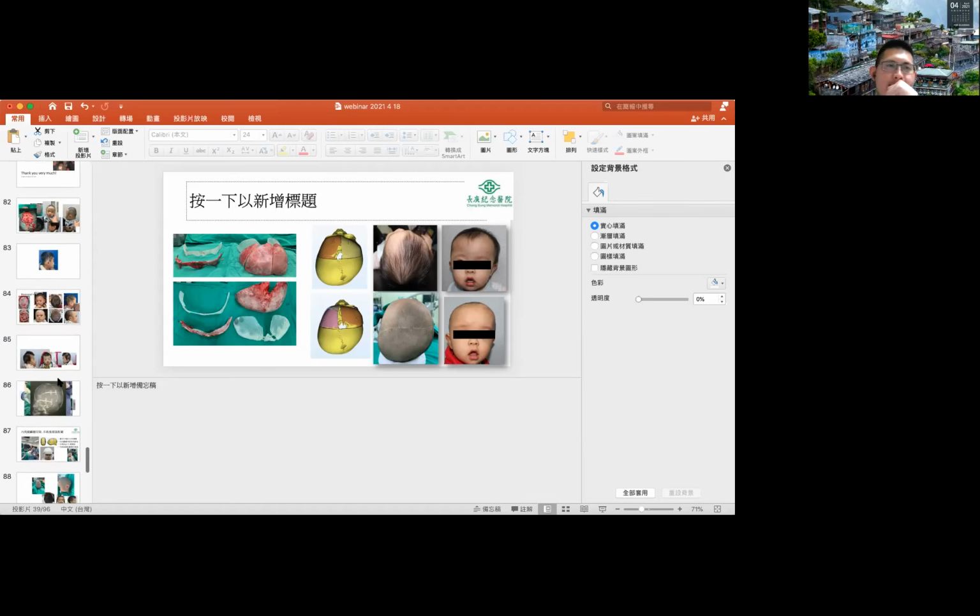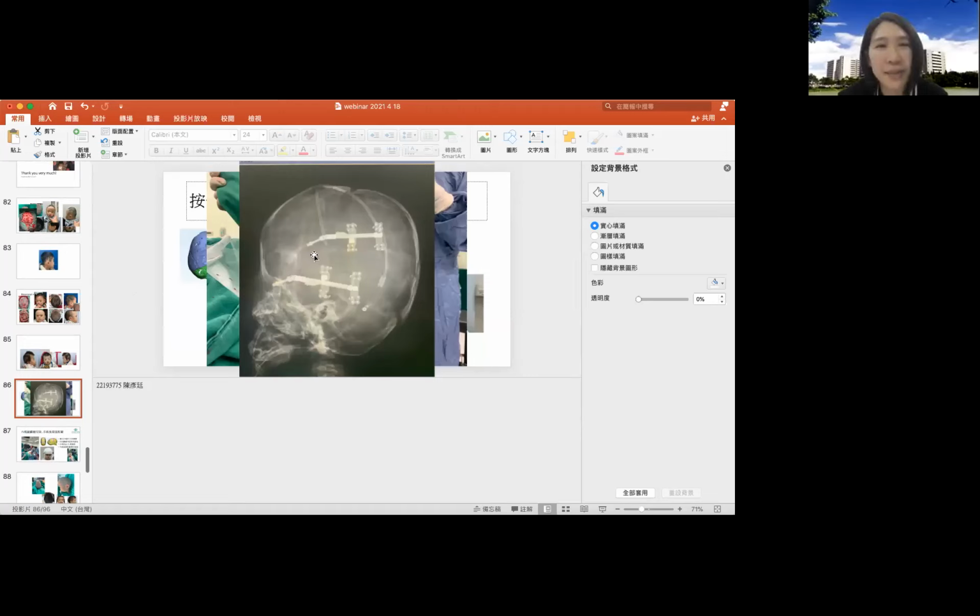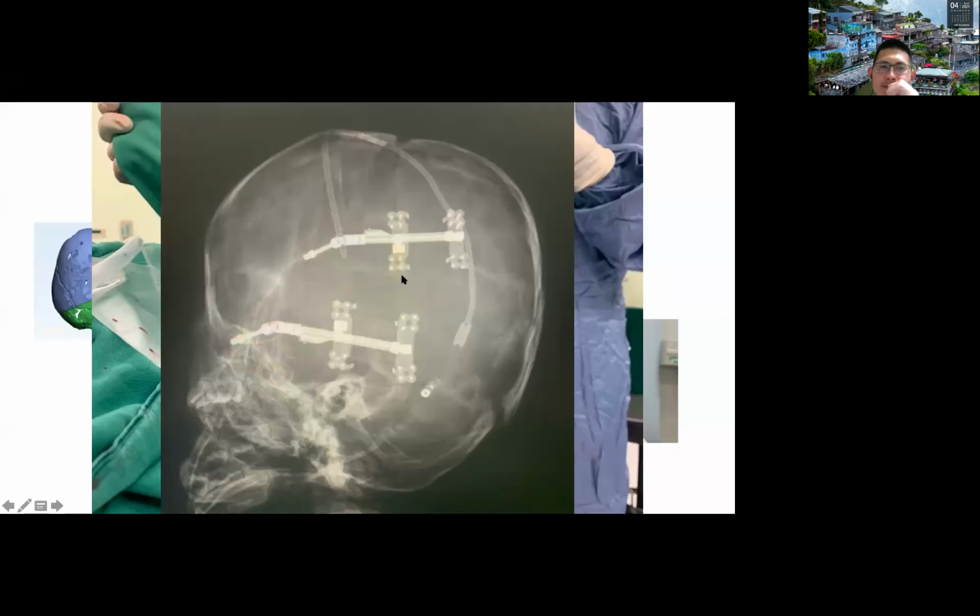Yeah. Like this case, sorry, I didn't prepare well for the slide. So this is the case where we use the distractor for the Apert patients. We put 2 distractors on both sides, and I think that's a very good method for the head shape.